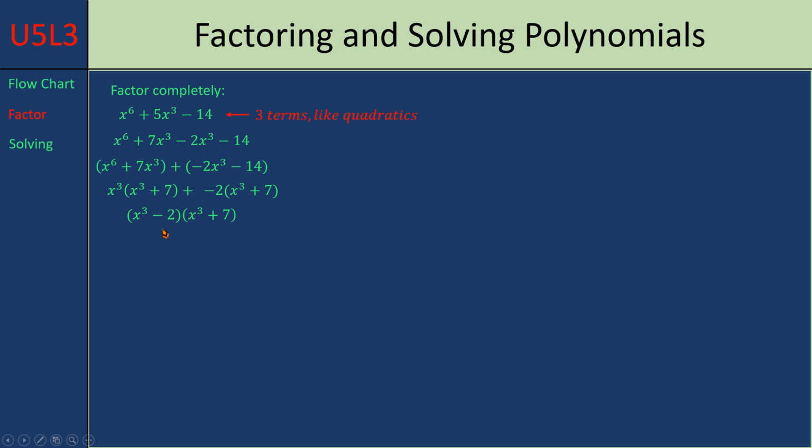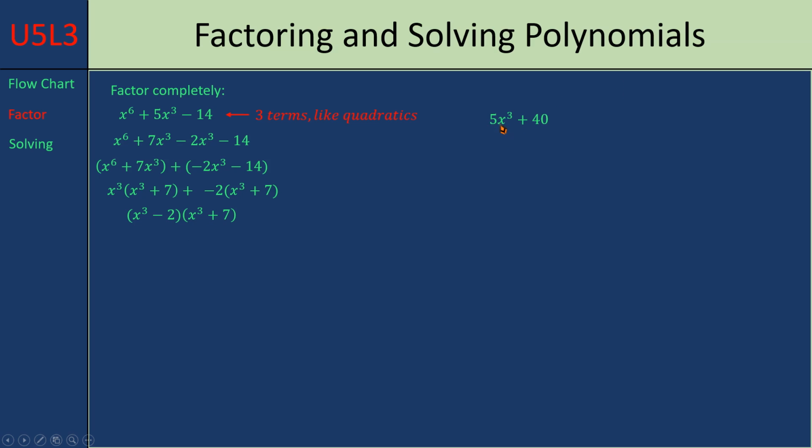Now you look at these two here. x cubed minus 2, can I factor that? That's two terms. Are they squares? No. Are they cubes? No. Then you're done. This guy here, also the same thing. Two terms, but no, not squares, not cubes. So you're done.